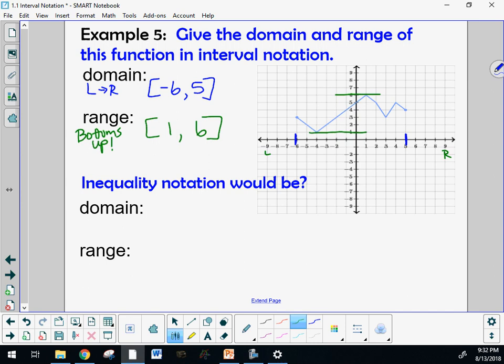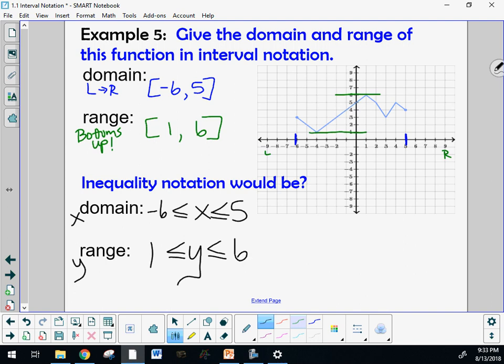All right, so if we had to write that domain and range in inequality notation instead, the domain would be, well, x has to be somewhere between -6 and 5. Both of those ends are included, so we use the inequalities that have the equal part. And the range, well, range is a y value, so be careful there. You don't want to put an x when you're talking about range. And it's between 1 and 6. Greater than or equal to 1, less than or equal to 6.